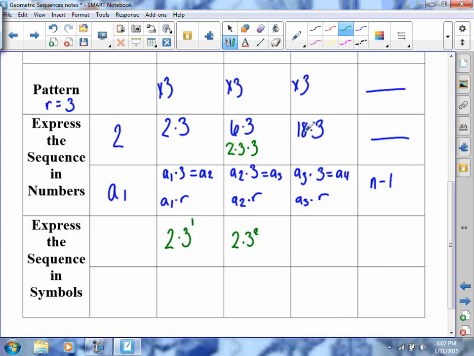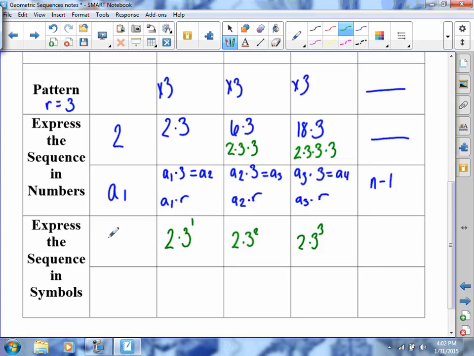And then up here to get the 18, I took 6 times 3. Well, the 6 was 2 times 3 times 3, and then another 3. So this is really 2 times 3 to the third. So notice here I'm putting these exponents in. So I've got a 3 and a 2 and a 1.